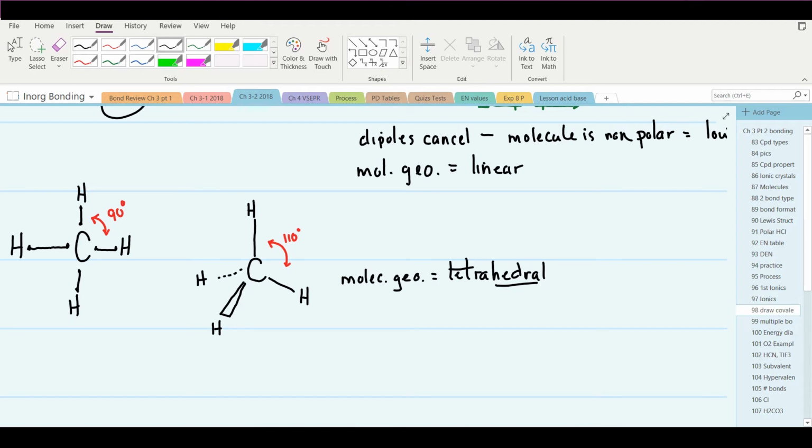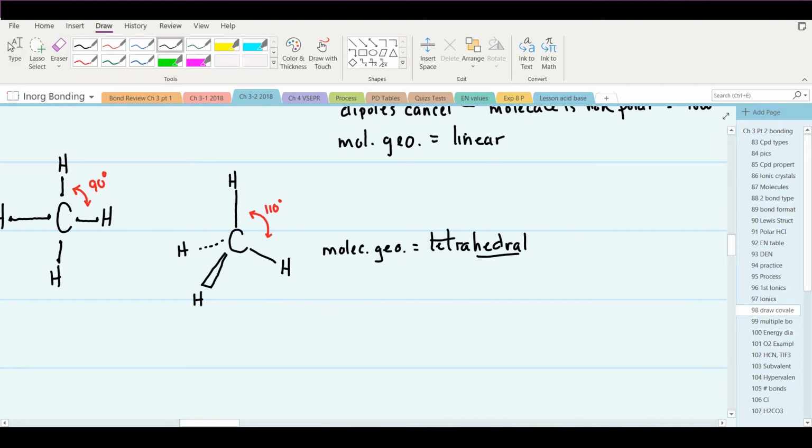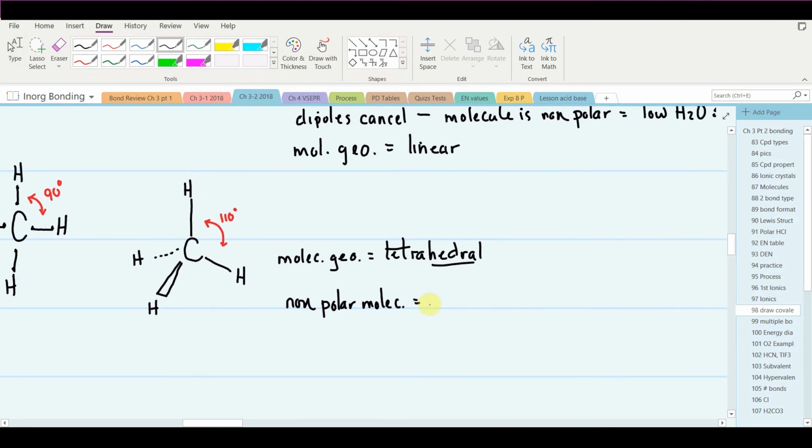What about the polarity? Well, all the bonds are non-polar, so this is a non-polar molecule, which means that we predict insoluble in water or low solubility. We'd be correct, it is insoluble in water, as all hydrocarbons are insoluble in water. A hydrocarbon is any compound made of only hydrogen and carbon.